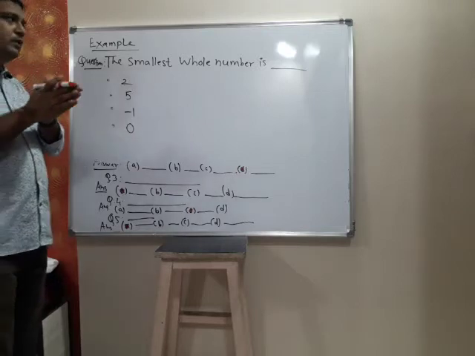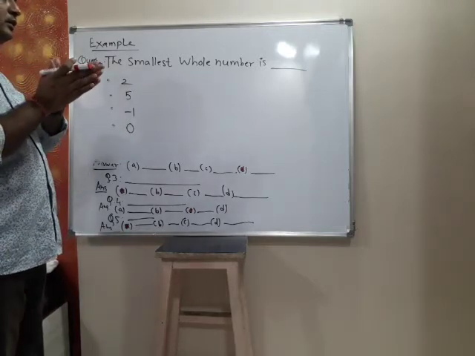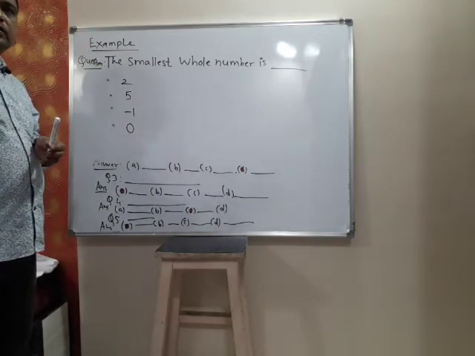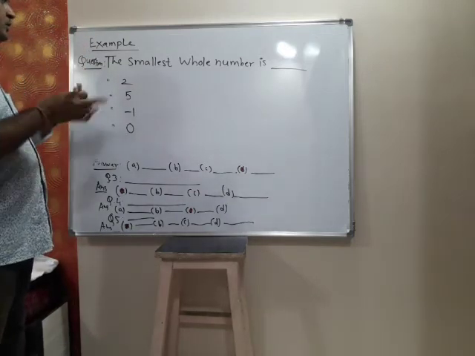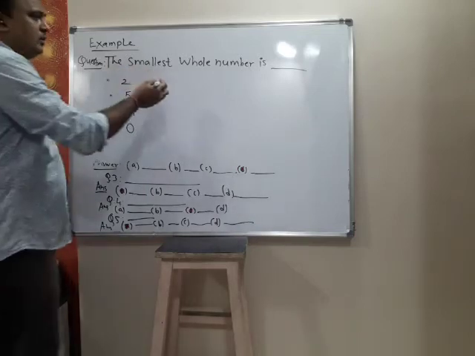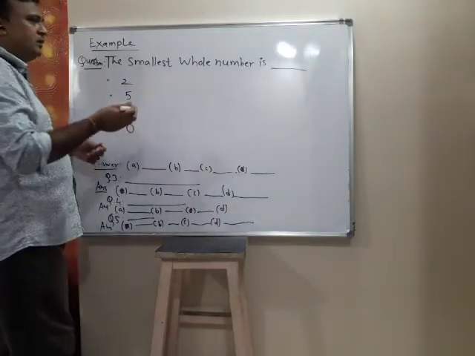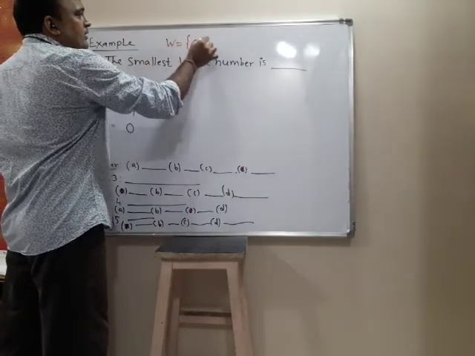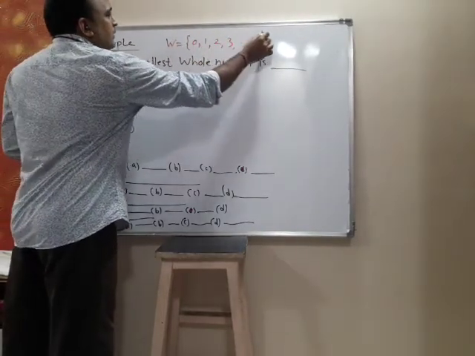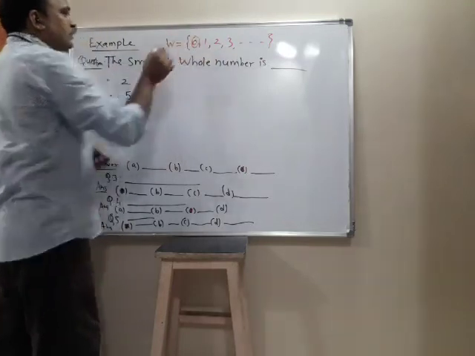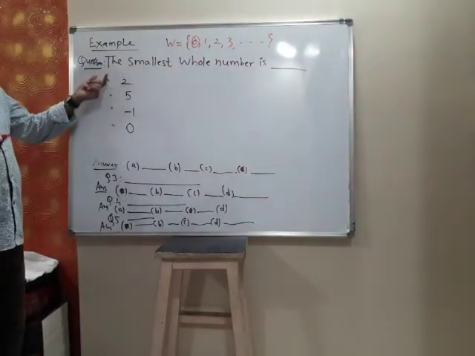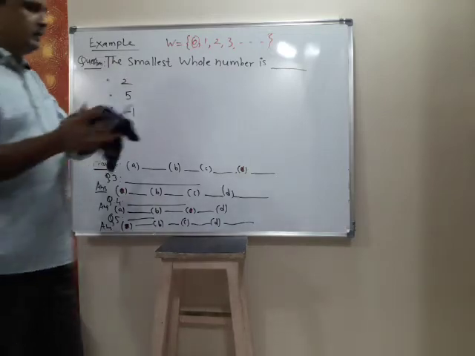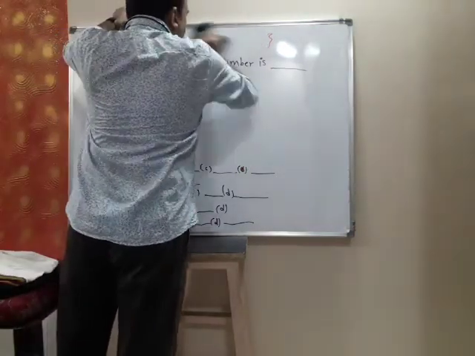There is no whole number before 0. So the smallest whole number, we have seen the whole numbers. This you have to work out. Whole numbers start with 0, 1, 2, 3. So what is the smallest whole number? 0. So we know the answer. The smallest whole number is 0.